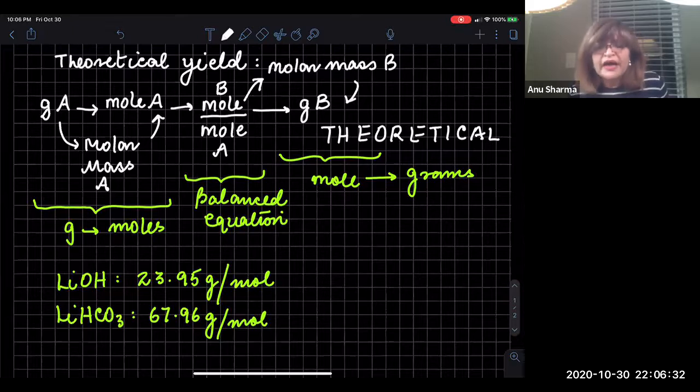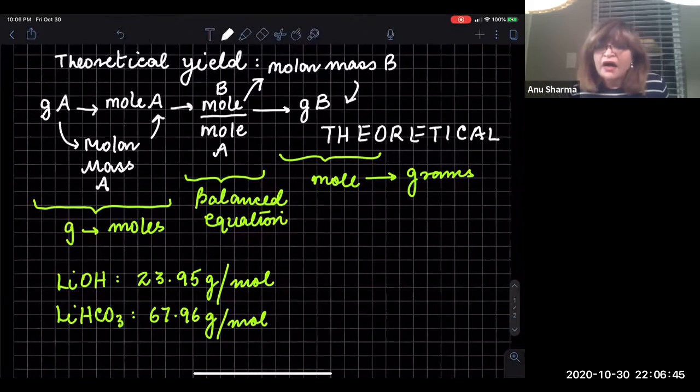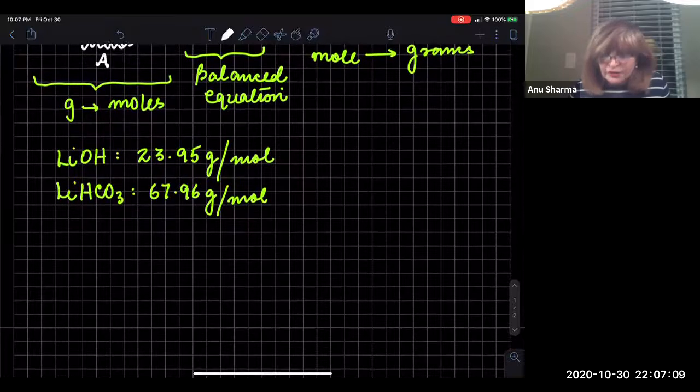Okay, using that, you're going to get the moles of lithium hydroxide. Next, looking at a balanced equation, we are going to do a mole to mole ratio to get the moles of lithium bicarbonate. Once we get the moles of lithium bicarbonate, you're going to convert it into grams of lithium bicarbonate using the molar mass of lithium bicarbonate. Again, the formula for lithium bicarbonate, LiHCO3, gives you the molar mass 67.96 grams. So the first thing you're always going to do is calculate the molar masses.